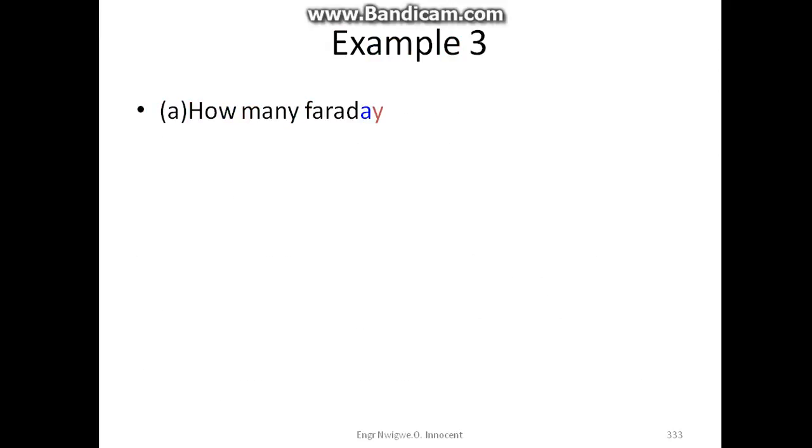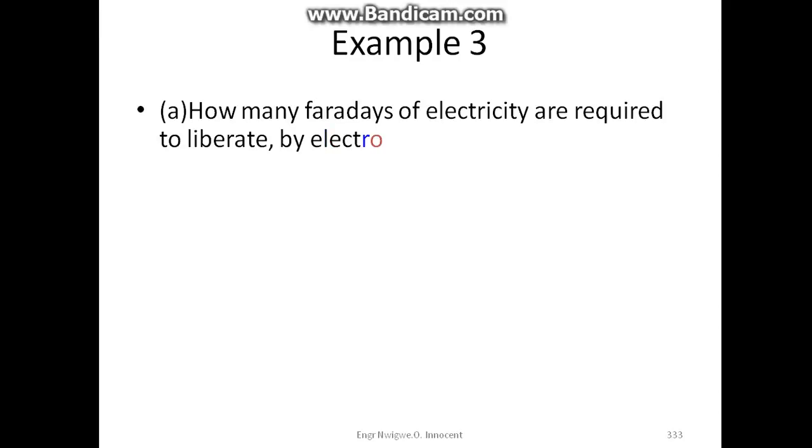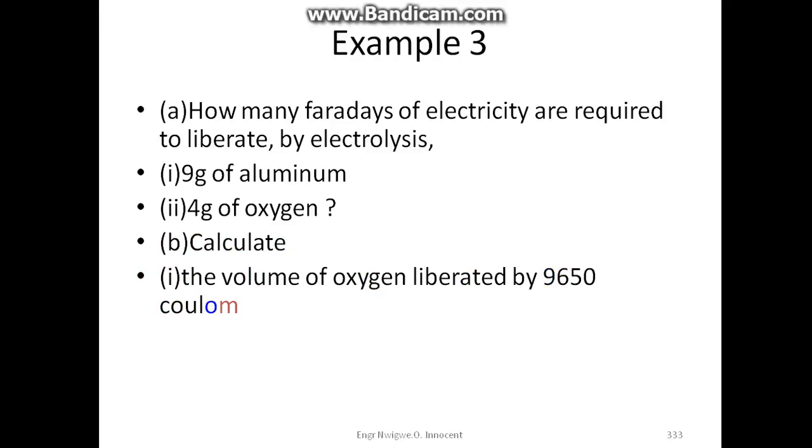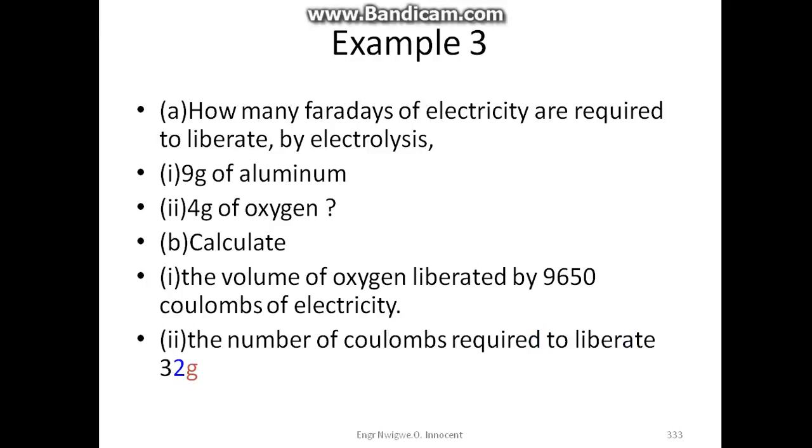Example 3. How many Faraday of electricity are required to liberate by electrolysis: I. 9 gram of aluminium, II. 4 gram of oxygen. Question B. Calculate I. The volume of oxygen liberated by 9,650 coulombs of electricity. II. The number of coulombs required to liberate 32 grams of copper.